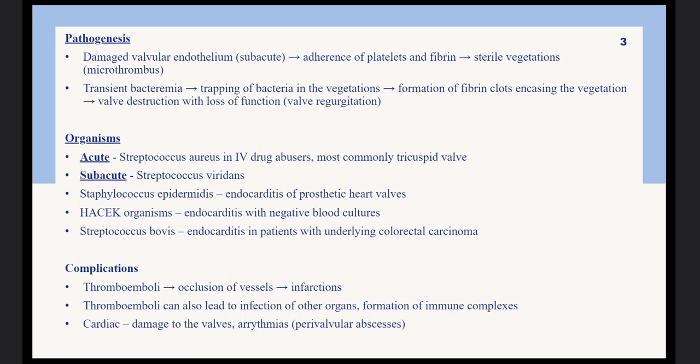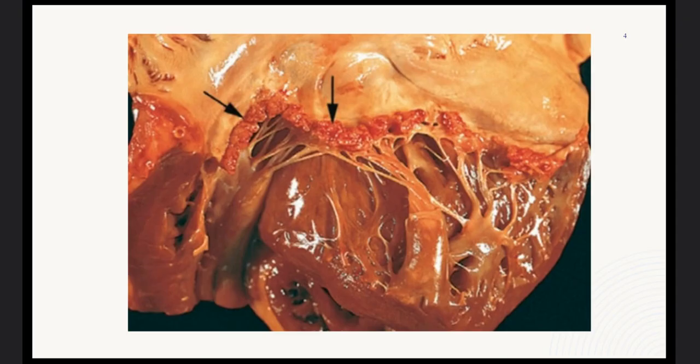In terms of complications, if you're talking about the heart, you usually have damage to the valves. But you can also have arrhythmias if there is some perivalvular abscess. And if you're talking about extracardiac complications, then it's usually because of the septic thromboemboli. First of all, these can occlude vessels leading to infarctions, but because they also have the infectious organism within them, it can lead to infections of other organs as well as the formation of immune complexes.